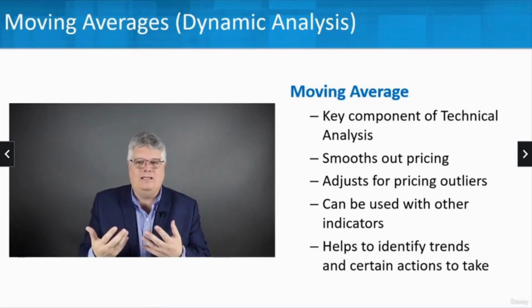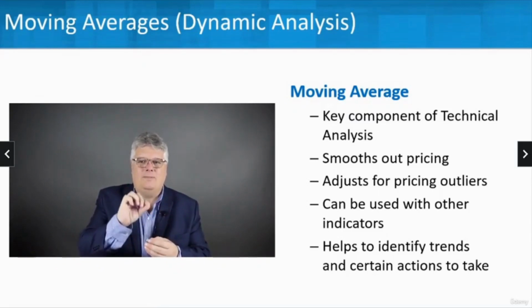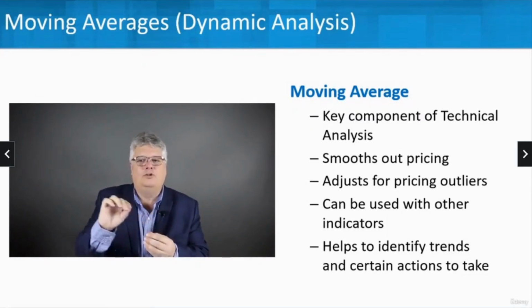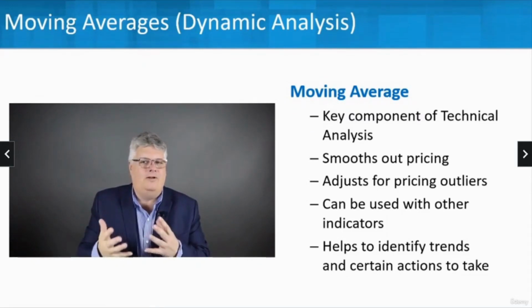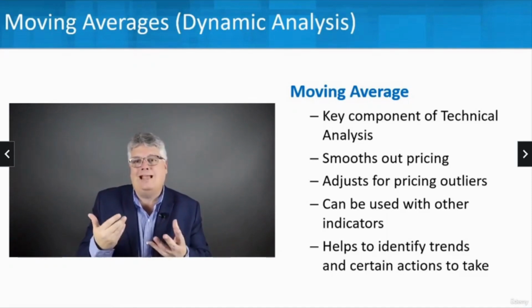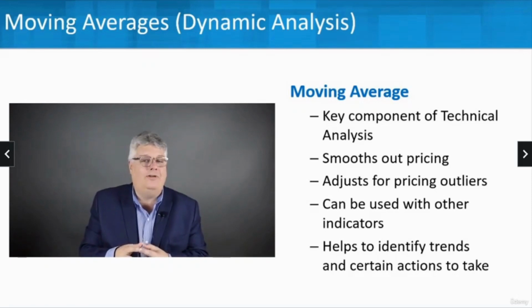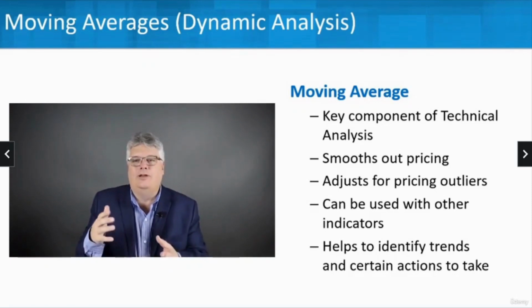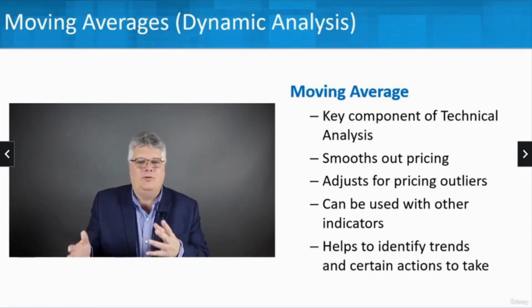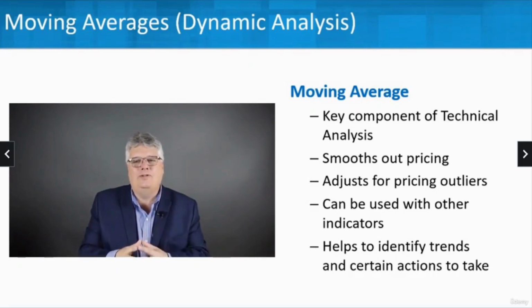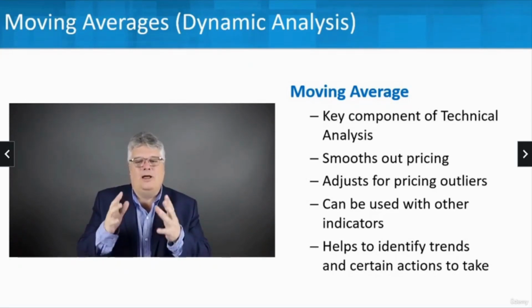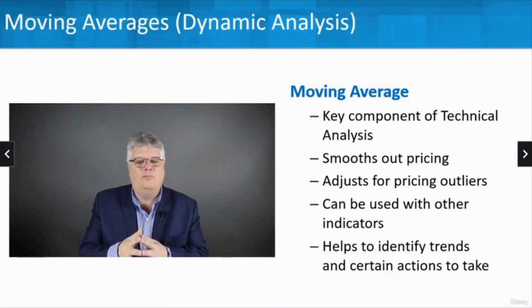And it can adjust for pricing outliers, right? Where you might see prices going up and down, so there's a big high and it comes down, and then there's a big low and it comes down. A moving average will smooth that out and basically account for those price outliers, either high or low. And they also work well with other indicators, whether it's candlesticks or sentiment or volatility or momentum, whatever it might be. There are different types of indicators out there that we're learning about, and they pair well with moving averages.